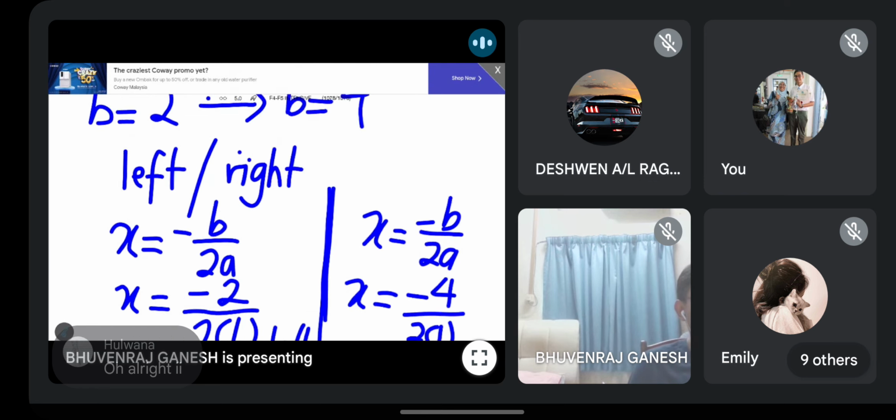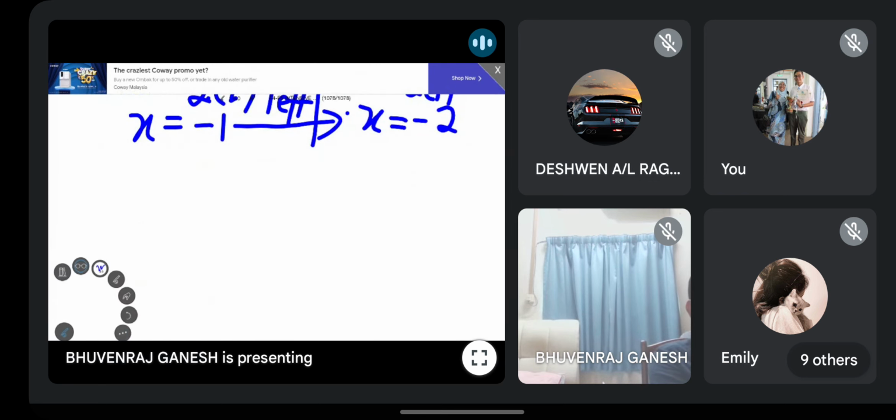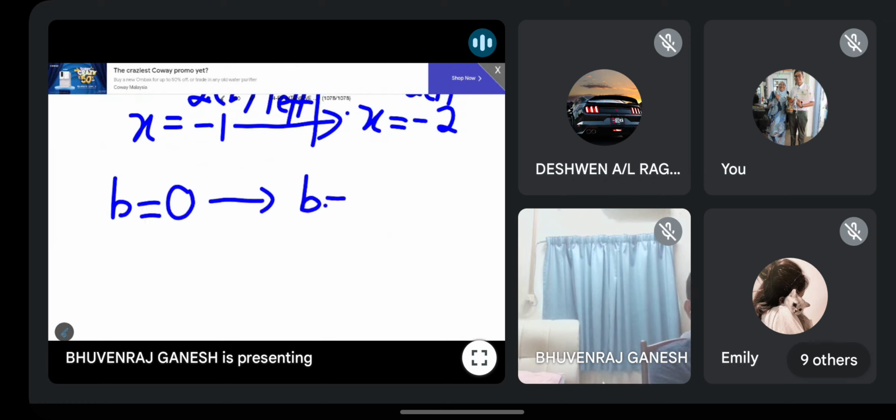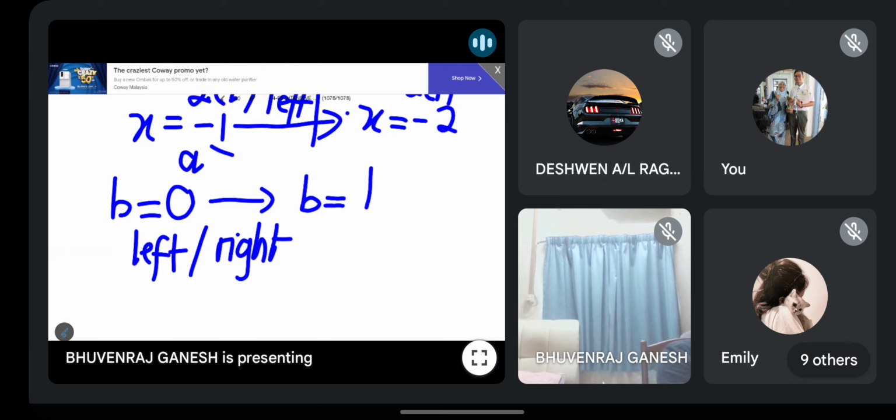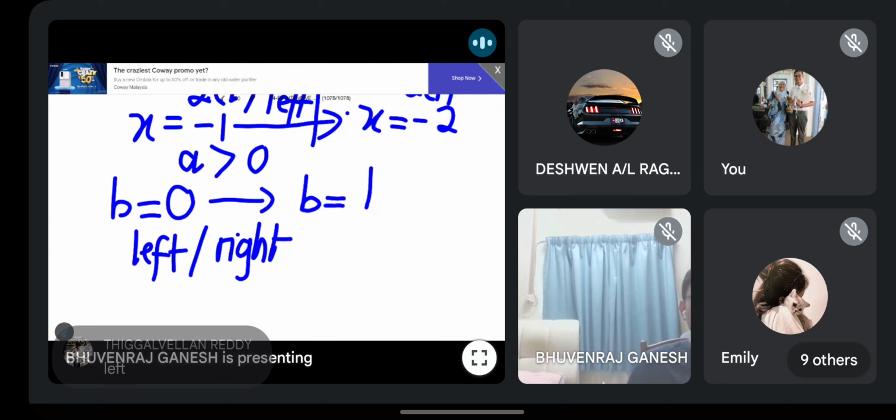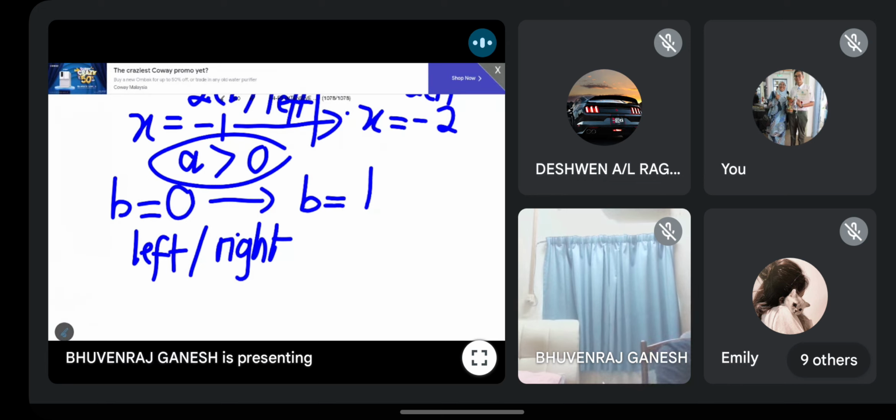Okay, so we have to try some more. So let's say now I say that B is 0, go to B equals 1. Okay, left or right? Again, you all can work out like just now. Same condition, a greater than 0. So what is the answer? Correct. Okay, basically it's same. As long as you see the b value increase, it will shift to the left, as long as a greater than 0. So this is the concept. So you can try again.